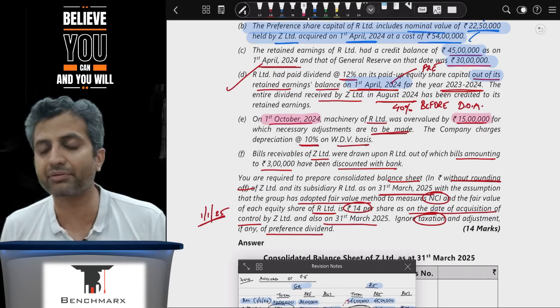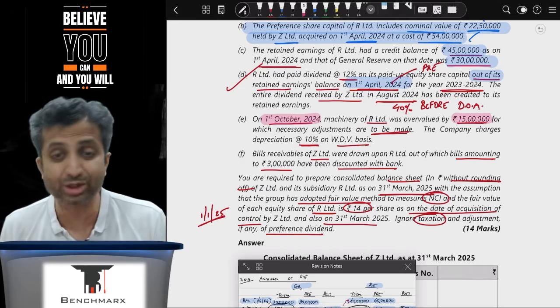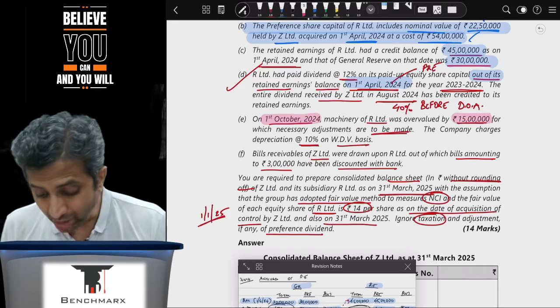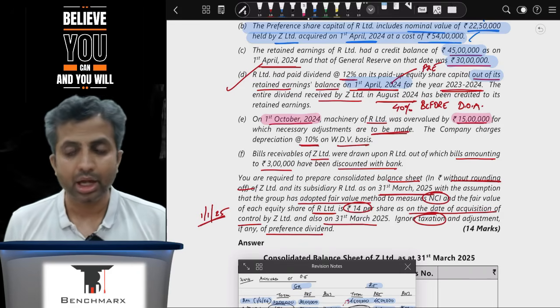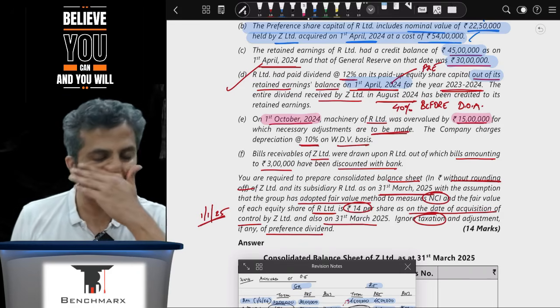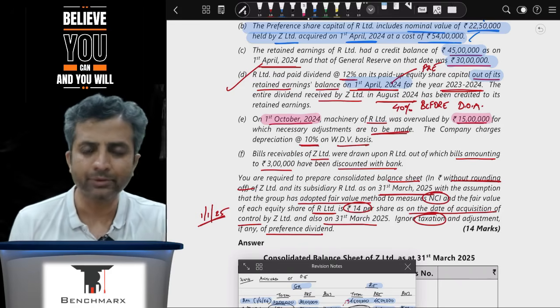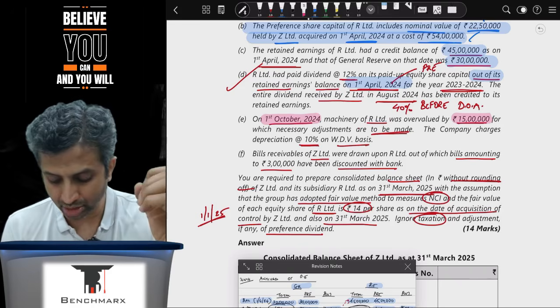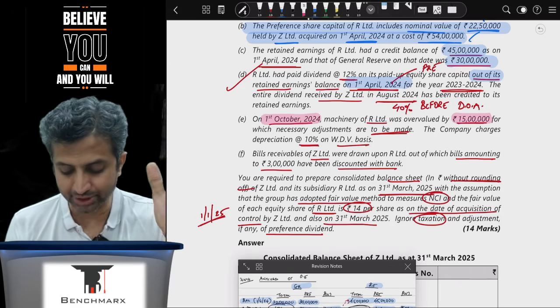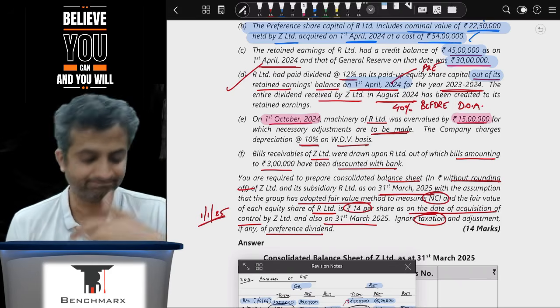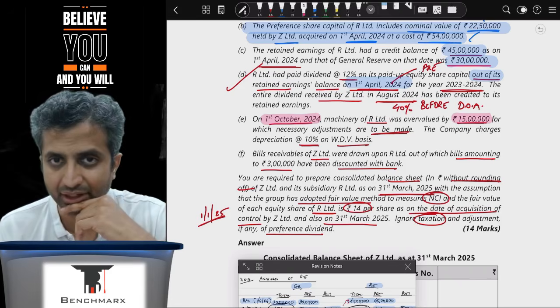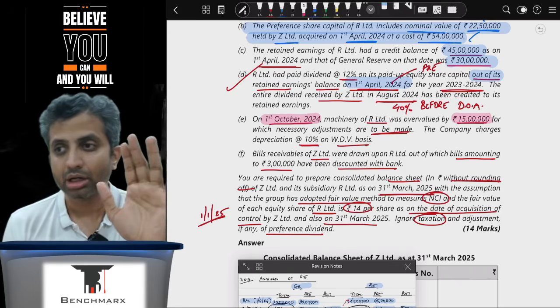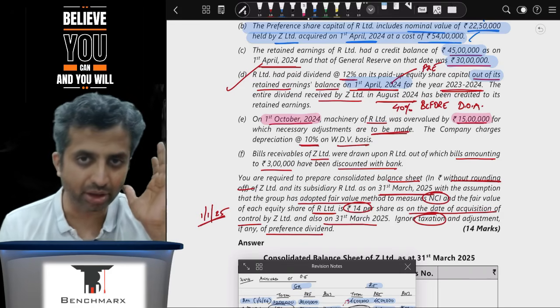The simplified adjustment over here is, well, should I do the entire fair value adjustment for 15 lakhs? No sir, the 15 lakhs was the overvaluation, that is your machinery is overvalued on 1st October, based on which, let's say hypothetically the machinery on 1st October 24 was 1 crore 15 lakhs in your books, though the true value is only 1 crore.